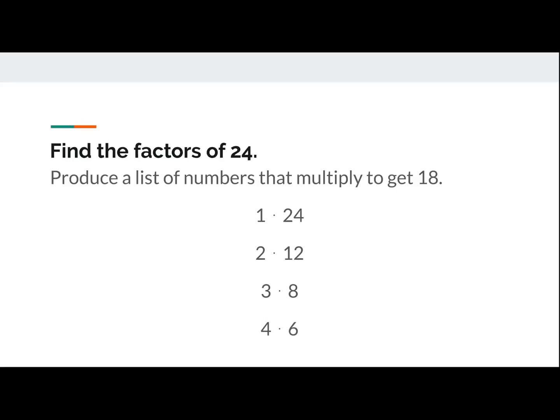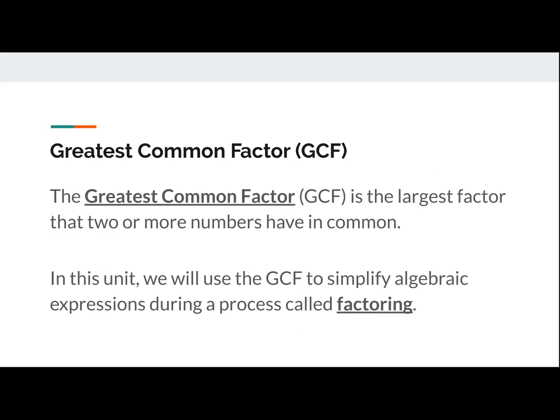There is a typo on the slide. It should say produce a list of numbers that multiply to get 18. Or it should say 24, but it says 18. So this list of numbers are the factors for 24.